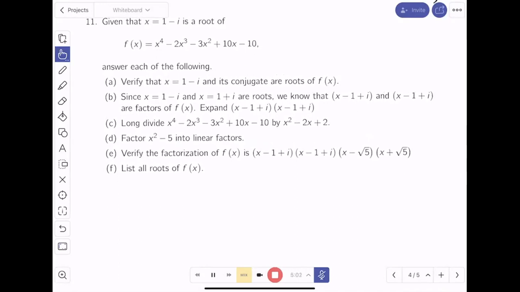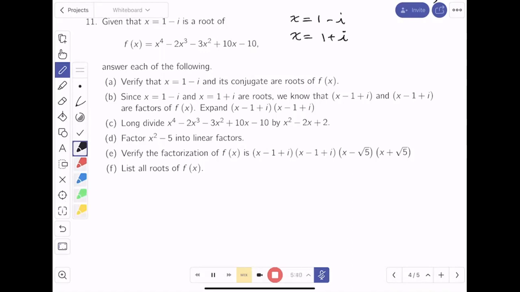Now, it says given that x equals 1 minus i is a root of this, I do want to point out, and this is really important information, this is a polynomial. It's degree 4, so it will have 4 roots. It's a real coefficient polynomial, so the complex roots must occur in conjugate pairs. So right from the get-go, if x equals 1 minus i is a root, the other root would be 1 plus i. There are going to be 4 roots, by the way.